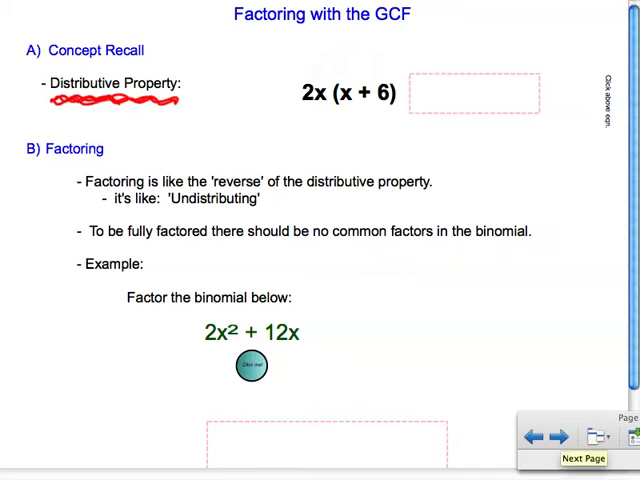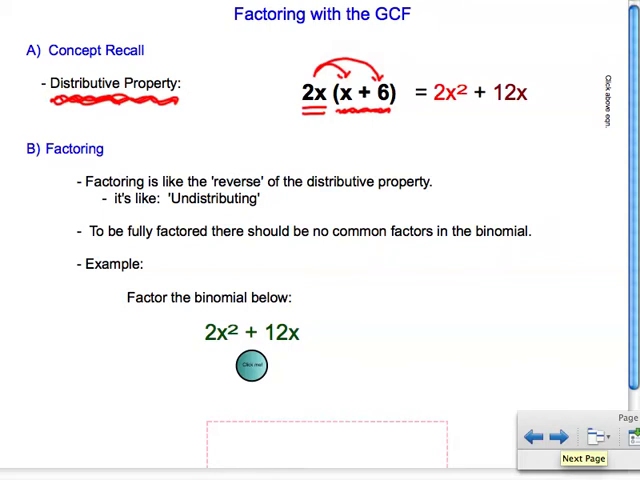The distributive property basically takes this item that's outside a set of parentheses and multiplies it. 2x times this whole quantity means I need to do 2x times x, and I need to do 2x times 6. And what that would be is equal to 2x squared plus 12x.